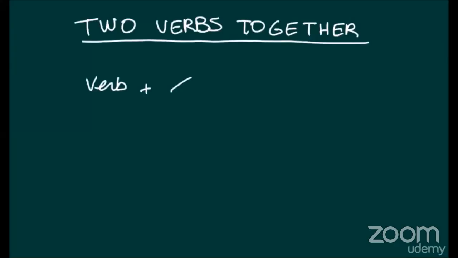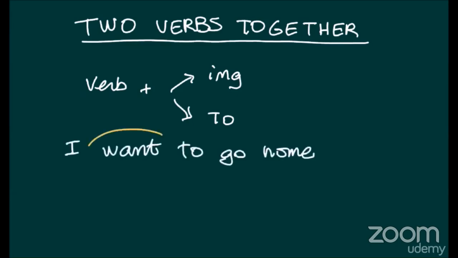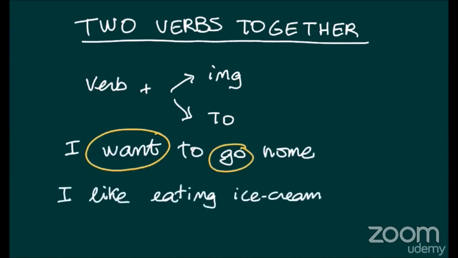Two verbs together. Verb plus ing or to. In this video, I'm going to teach you what to do when you want to say two verbs together in English. Sometimes in a sentence, we want to say two verbs together. Like, I want to go home. I like eating ice cream.